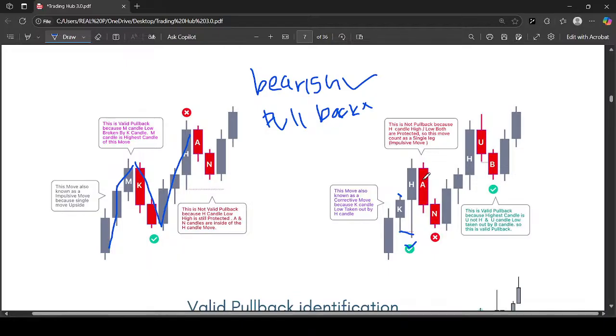Now A candle forms, right? Not taking out the high of H candle. So the H candle is still the prominent candle. Why? Because it has the highest point on our swing. So it means that H candle is the prominent candle. For us to have a valid pullback, what do we need to see? We need to see any new candle that is forming take out the low of H candle, just as H candle took out the low of K candle and gave us a nice pullback, right?